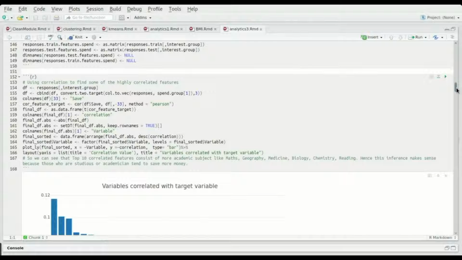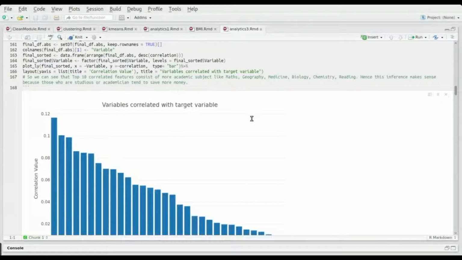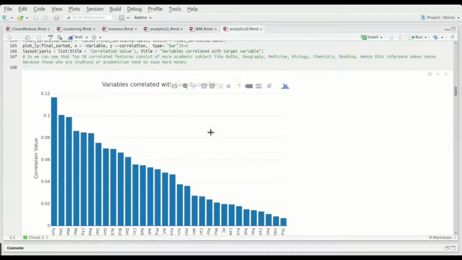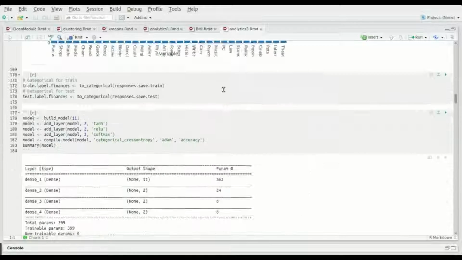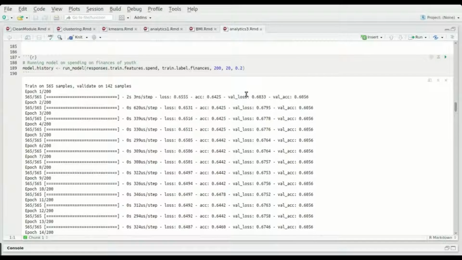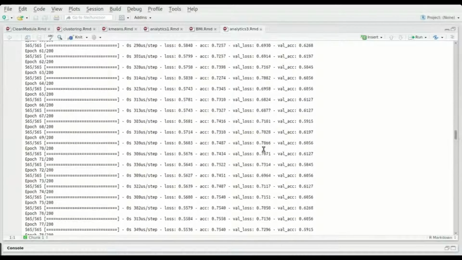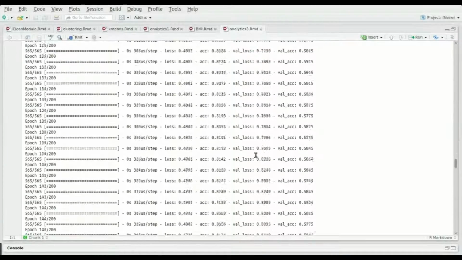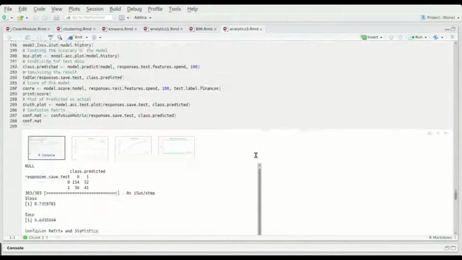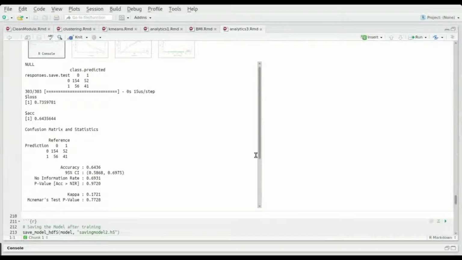Also, we use correlation techniques to find the top 10 features correlated with our target variable, that is the saving response of youth. From the plot we can infer that if a youth has more academically oriented interests, then he will tend to save more money. Also, we train our model and find that the learning accuracy for this model is between 70 to 85%, and the test accuracy is between 60 to 70%.